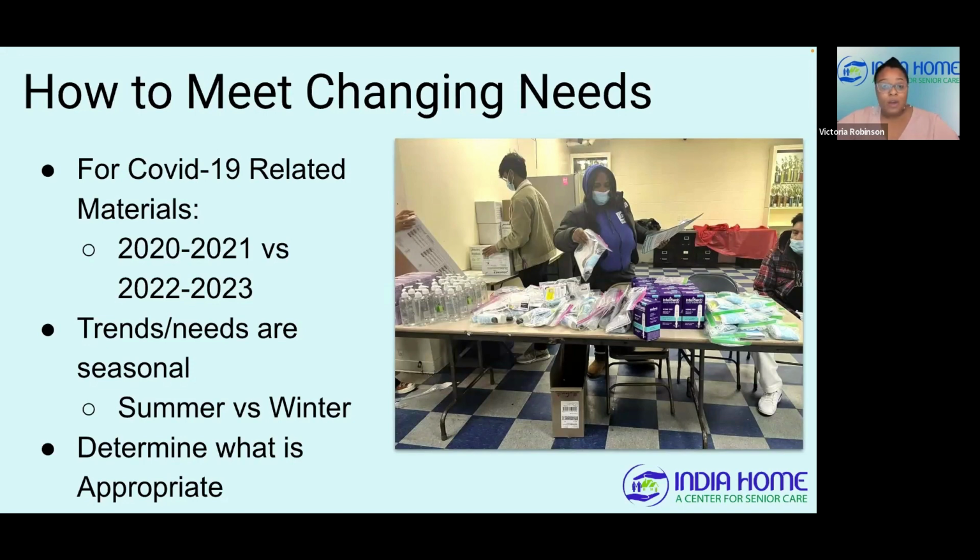As far as weather trends, you wouldn't hand out hand warmers or socks in the summer. So you want to follow seasonal trends. So incentives have to shift with the seasons as well. And finally, you want to determine what's appropriate. And we're going to discuss this further along in the presentation, but I just wanted to give you guys an idea of how needs are changing, and that is related to the incentives.